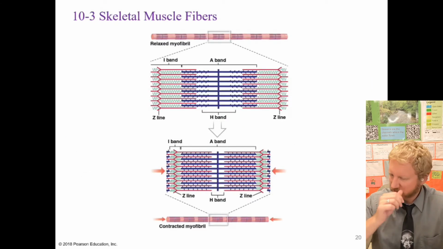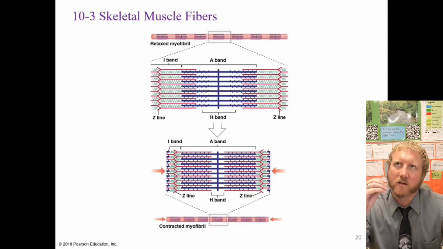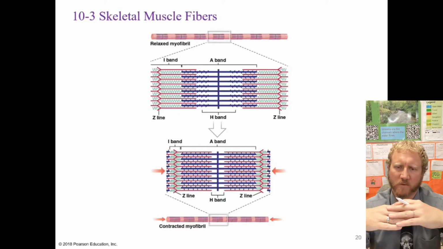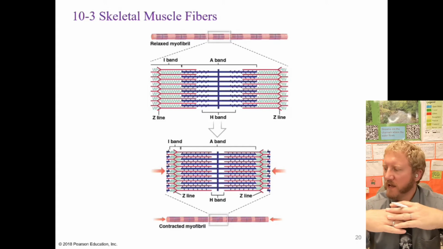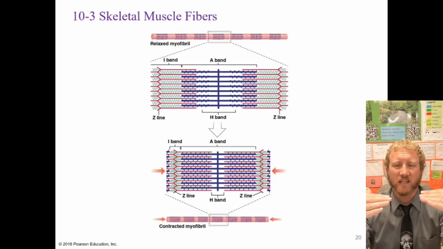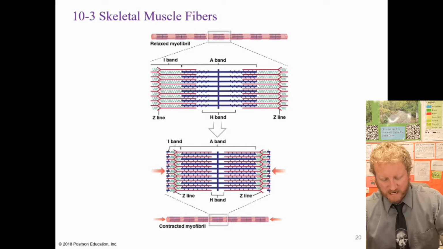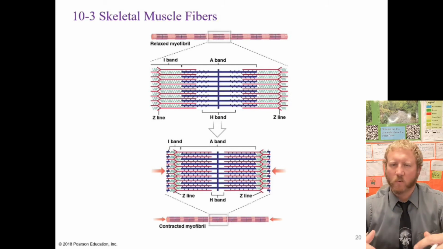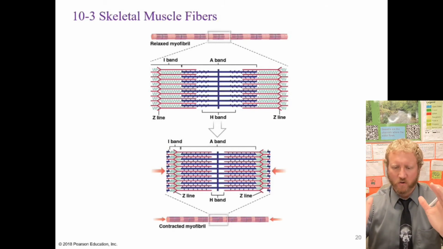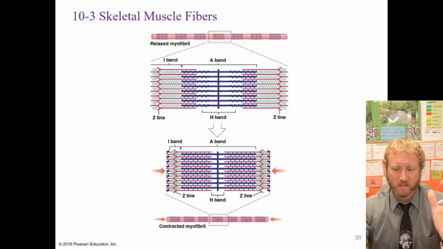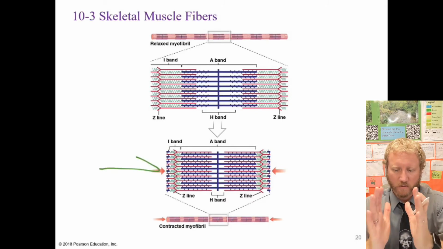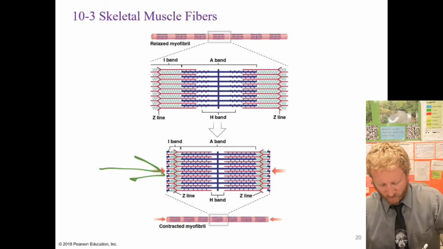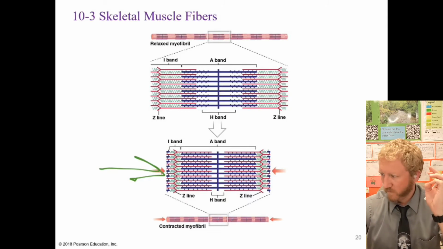Okay, so this gets us to what's known as the sliding filament model or theory. We have these different filaments, the thin and the thick filaments. Basically, during a contraction, these bands are going to slide past each other. During a muscle contraction, your thin filaments are going to get pulled closer together, creating this zone of overlap right here.